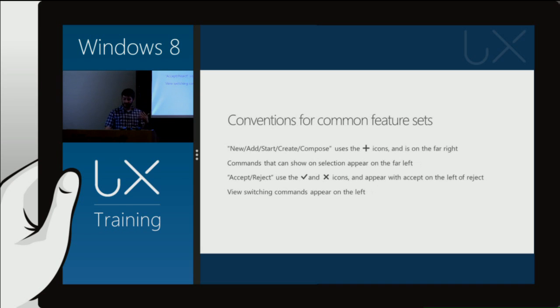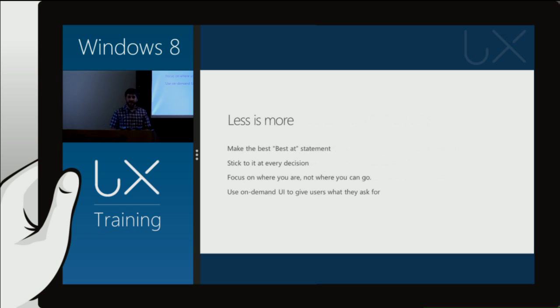And then some conventions are, like I said, putting new on the right, having commands that can show based on selection that can come and go appear on the left. And then having view switching commands appear on the left is another common thing, like you'll see that in the calendar. And so in the end, that's it.